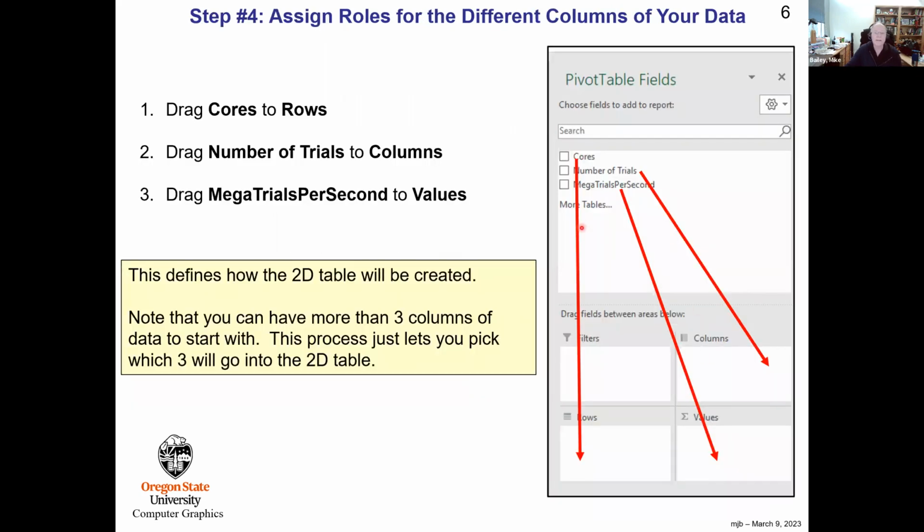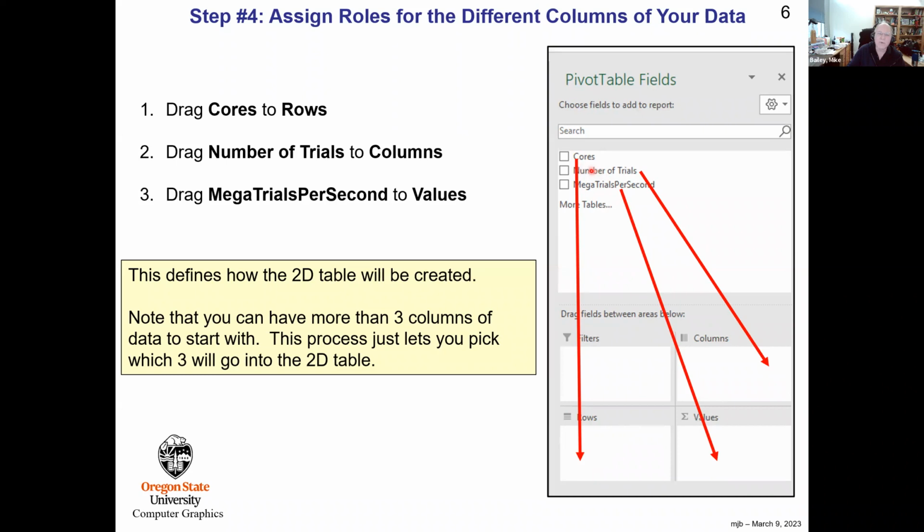Now, it's going to ask you, how do you want me to create the table? What do you want to be the rows? Okay, and just go to the column heading, in this case, cores, and just drag the word cores down here to rows. Okay, under my table, my nice 2D table suitable for graphing, I want the rows to be the number of cores.